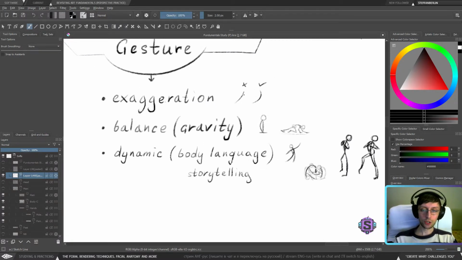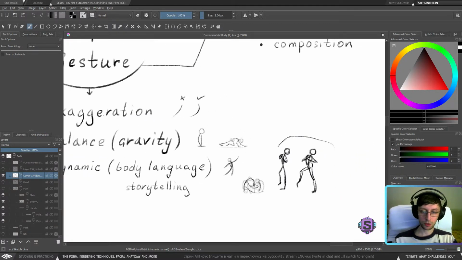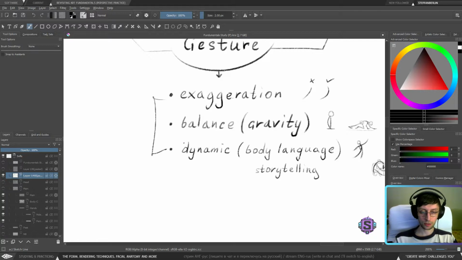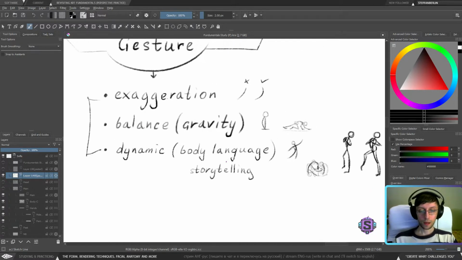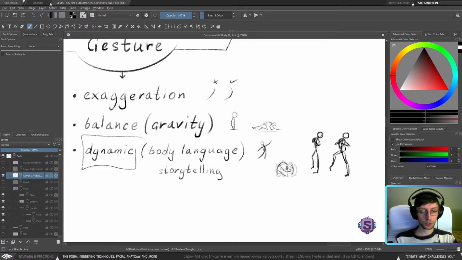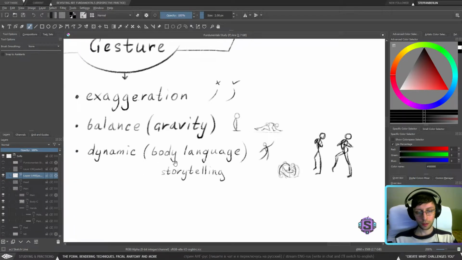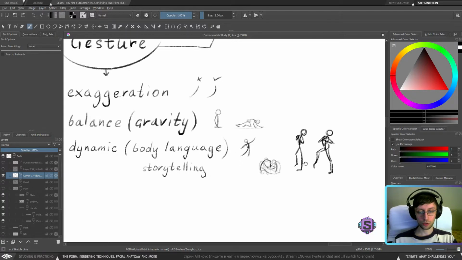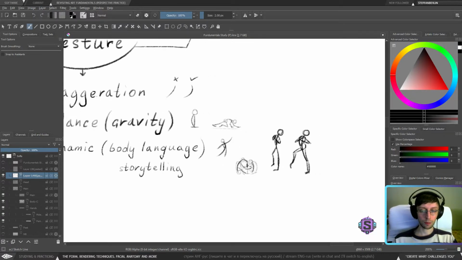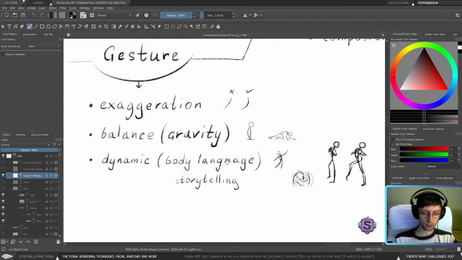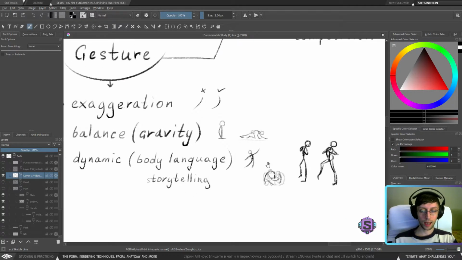So again, exaggeration, to repeat myself, is something to help us exaggerate weak poses and make those poses a little bit more dynamic, which is connected to the dynamic thing. Dynamic is going to be perceived as body language and as a way of telling a story. So that way we're going to know that in order to tell a story with the body, we need to utilize gesture as body language.